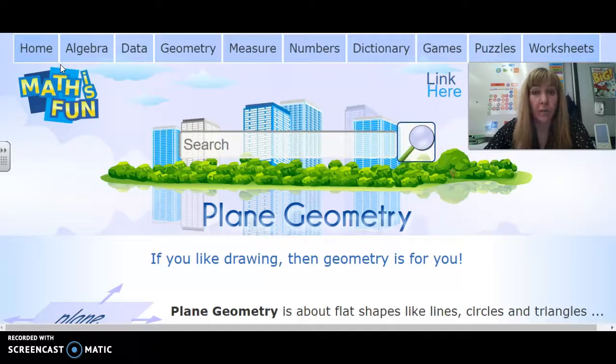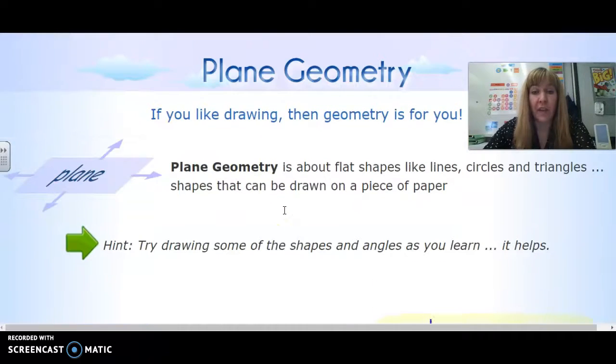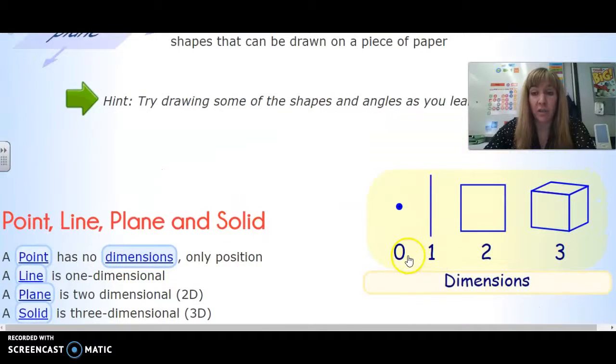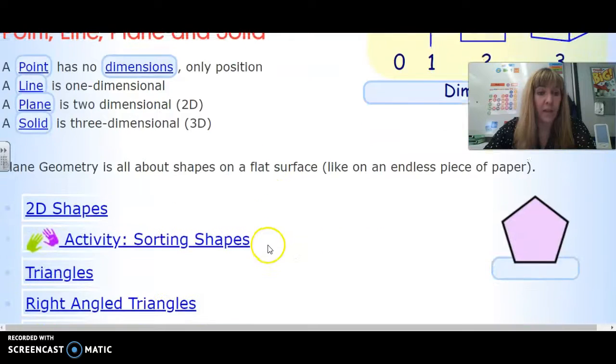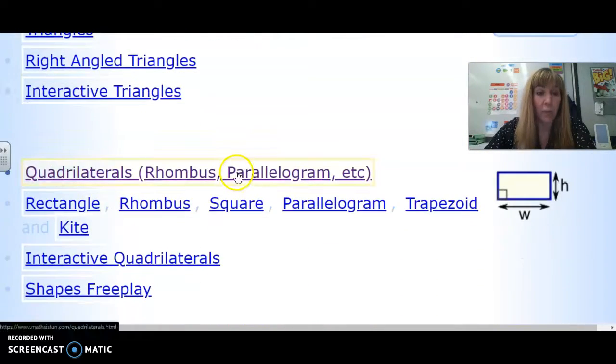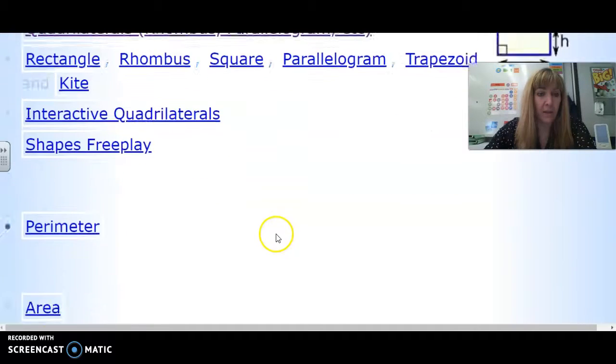I just want to show you a few things about it. So the first one is plane geometry, which means anything that can be drawn flat on a piece of paper, only using one plane, like it says here. Okay, so it kind of goes over the dimensions. So 1 dimension, 2 dimensions, and 3-dimensional objects. And it does a whole bunch of 2D shapes. And we're going to be focusing on quadrilaterals. So we're going to come back to this link here.